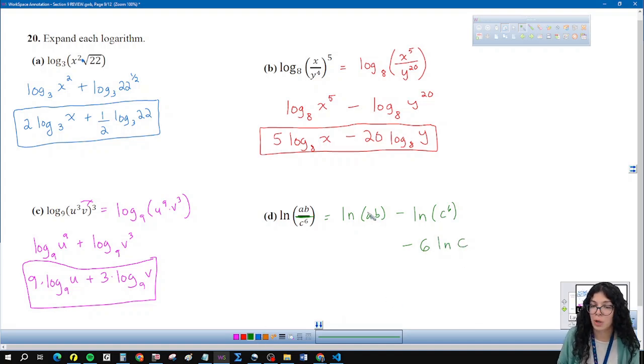But also, notice that the numerator AB was multiplying. So I have to expand that out. So my final answer would be ln A plus ln B minus 6 ln C.